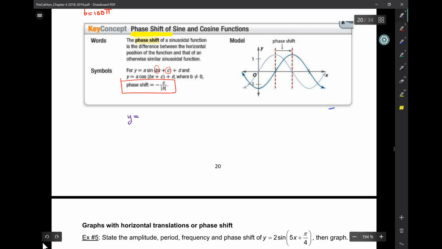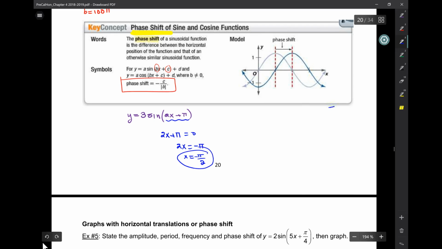So if you have y equals 3 sine 2x plus pi, let's say, all right? What we do in order to figure out how much it's moved to the left or to the right, you take this, set it equal to 0, and then you solve. Negative pi over 2, right? All right, so we got negative pi over 2.